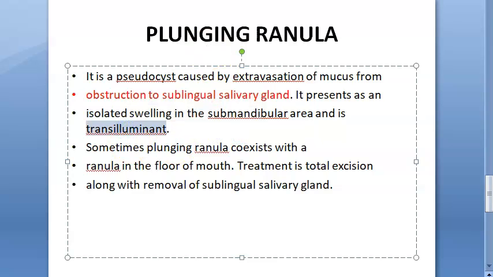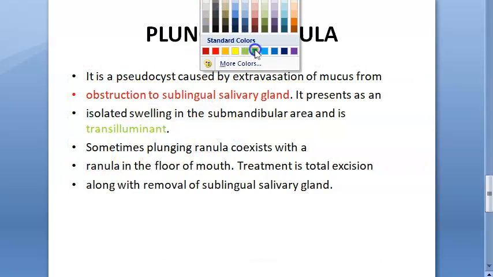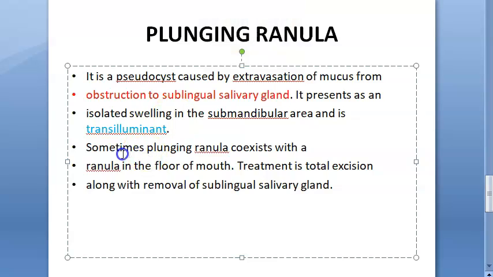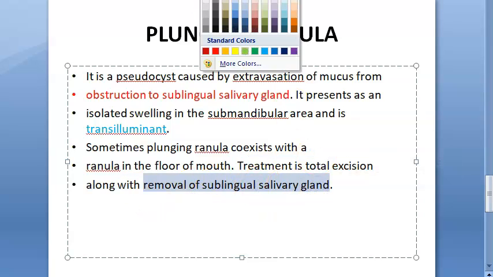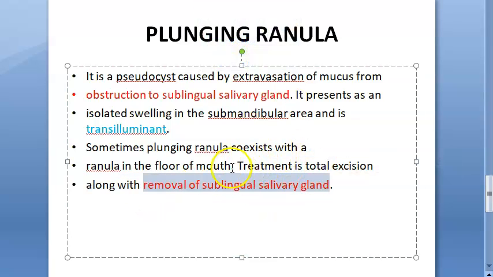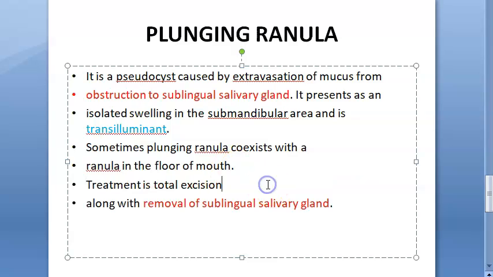And it is transilluminant because it's a cyst, right? So it will be transilluminant. Sometimes this plunging ranula coexists with a ranula in the floor of the mouth. That kind of makes sense, right? The same thing on the floor of mouth is plunging, or there's yet another one. Treatment is total excision along with removal of the sublingual salivary gland. They're talking about removing the salivary gland itself now as a treatment. Wow. Because they cannot excise this ranula completely. Something like that they said, right?